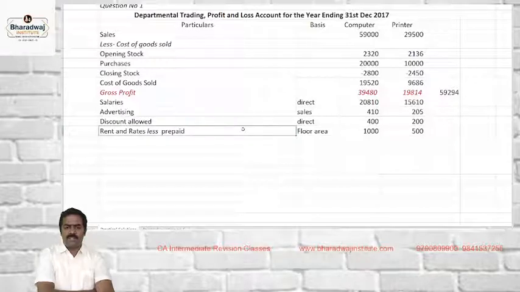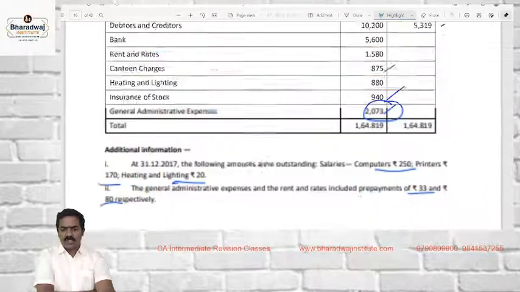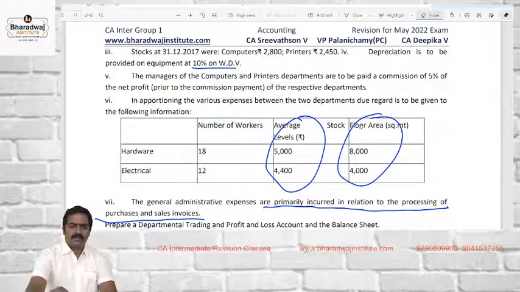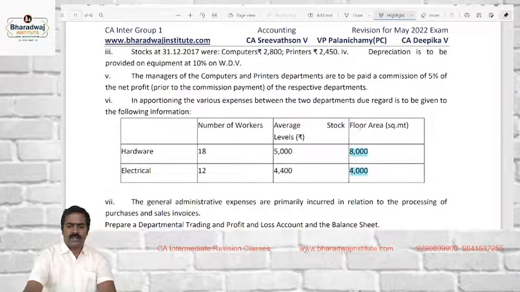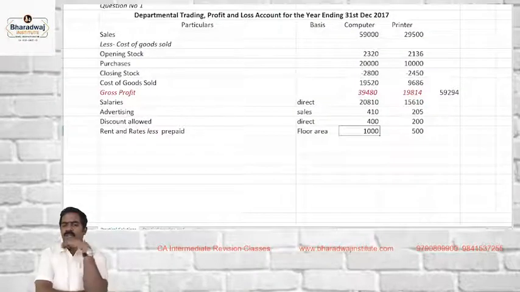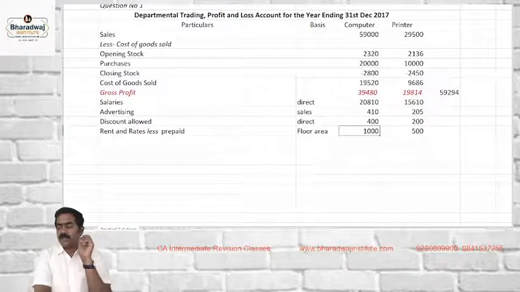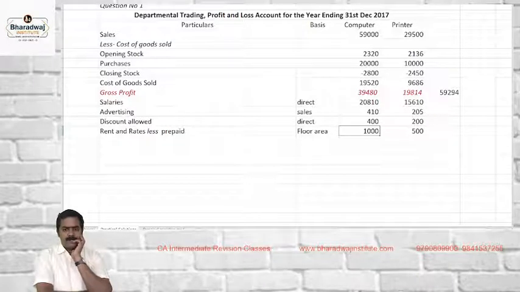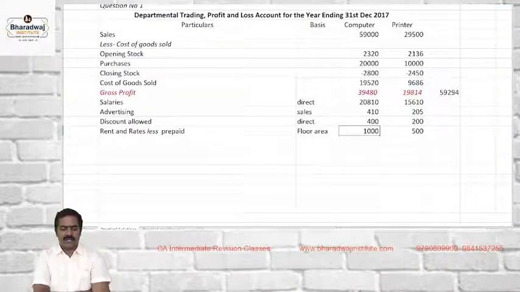Rent and rates minus prepaid expenses will be apportioned based on what? Floor area. What is the floor area given? This one. 8,000 and 4,000. 2:1 ratio. Rent and rates minus prepaid expenses. At home, you can cross check all these ratios, allocations, etc. What is the next one?